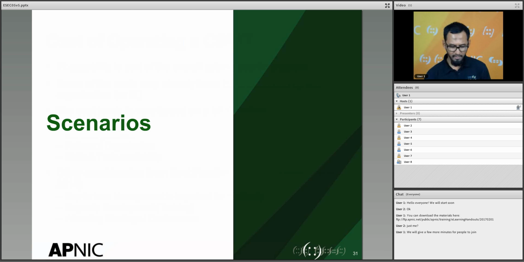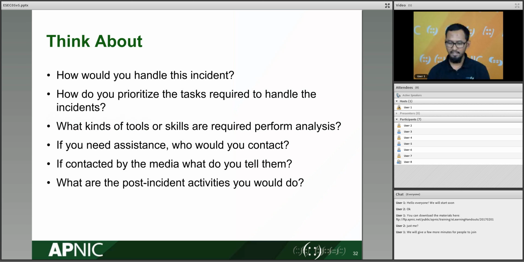All right, I think I'm a bit over time now, and I probably have time to share one scenario with you, so that we can recap what we have learned today and apply it to an incident. So let's look at one of the incidents. But before that, when you look at this incident, I want you to think about how you would handle it if it occurred in your organization. What are the tasks involved, and how would you prioritize them?